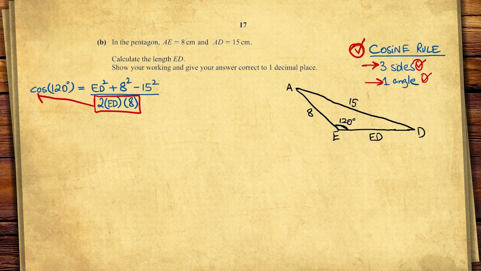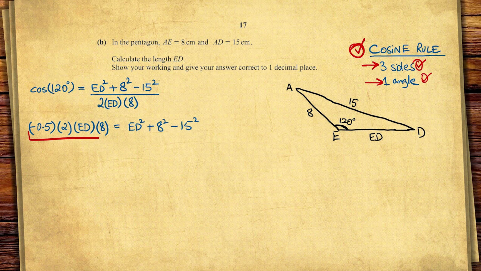And now we can move this denominator to the other side of the equation, but before that, cos of 120 degrees is equal to minus 0.5. So we can write minus 0.5 over here, and we can move this denominator to the other side. Times 2 times ED times 8 is equal to the right hand side. Now we can simplify this left hand side. Minus 0.5 times 2 times 8 is minus 8. So minus 8 times ED is equal to ED squared plus 8 squared minus 15 squared is equal to minus 161.